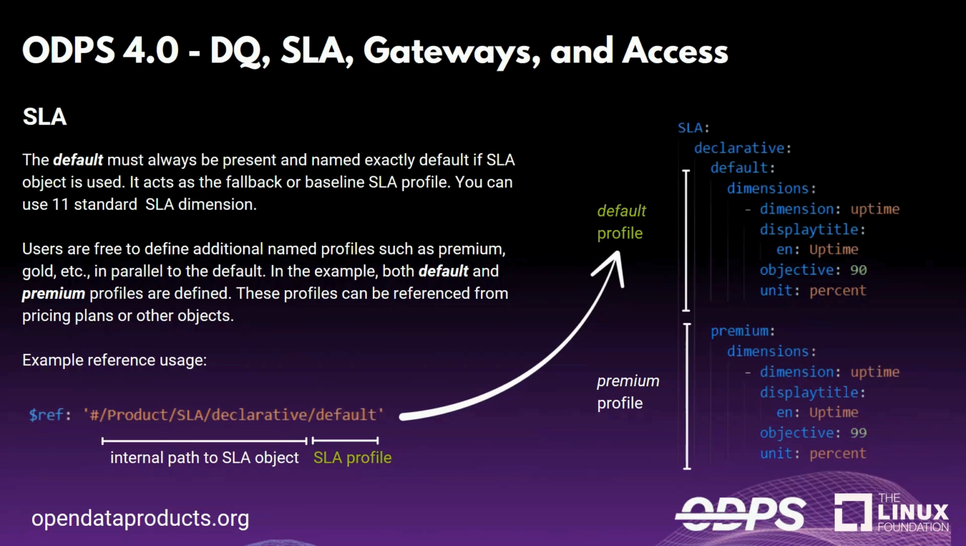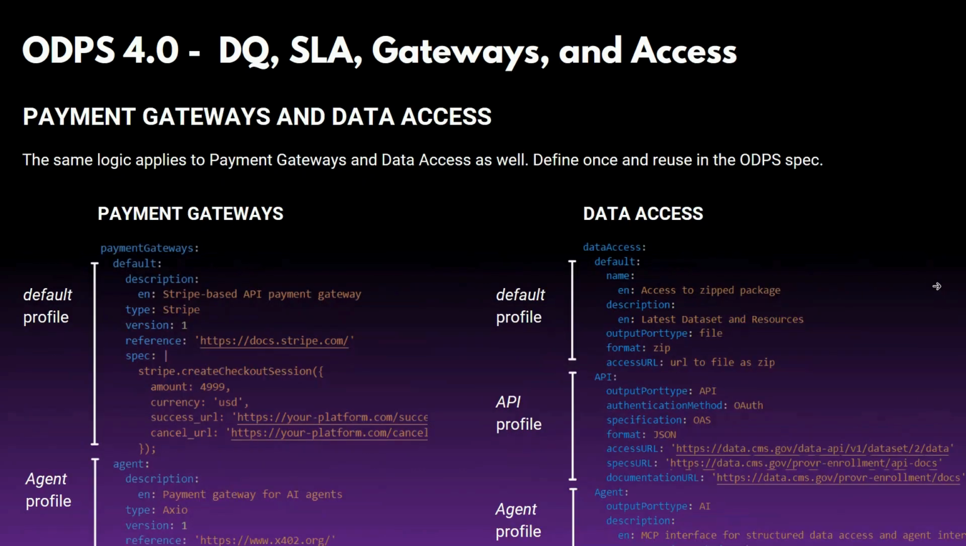And again, after the default, you can have your own specific SLA profiles that again you can reference from the pricing plans. In this example, we are again referring to the default SLA profile, but again change the last part of the reference and you're pointing, for example, to the premium. Always have the default and then freedom to define additional profiles. And the same applies again for the payment gateways and the data access.